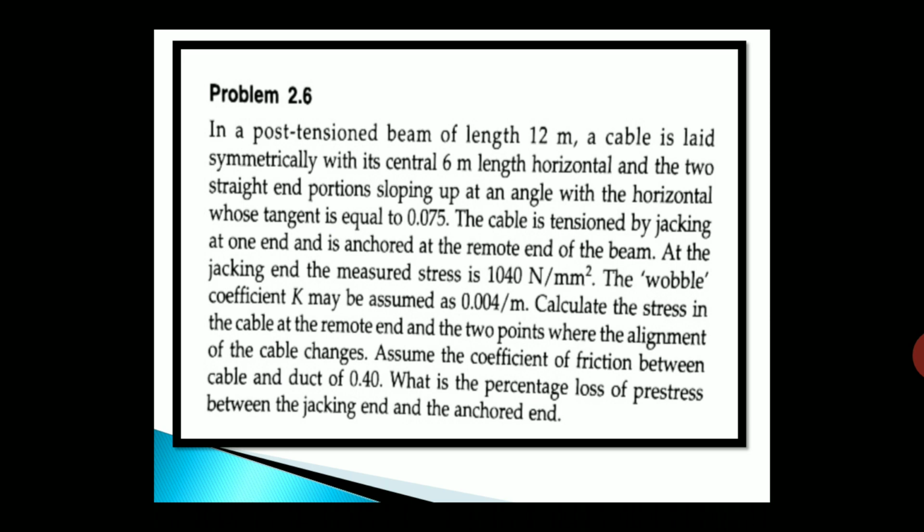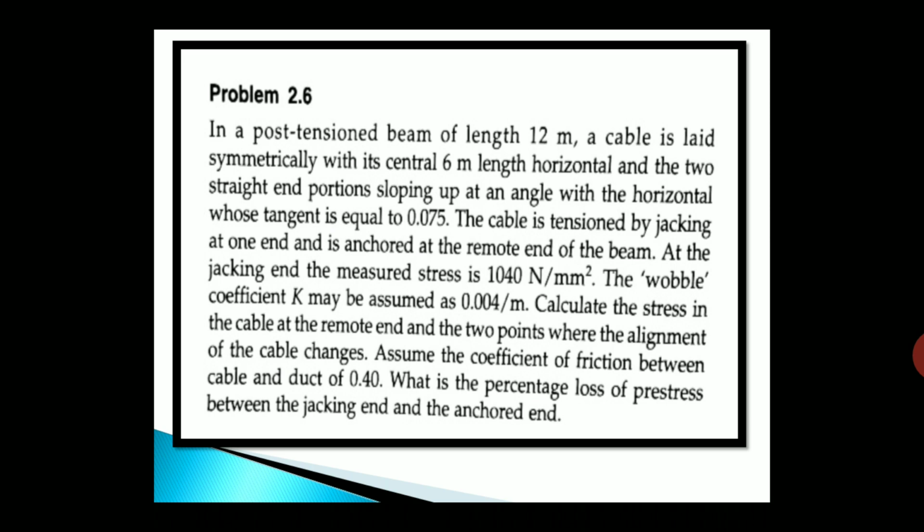At the jacking end, the stress, that is the initial applied prestress, is 1040 Newton per mm square. The wobble coefficient may be assumed as 0.04 per meter. See the unit here, 0.04 per meter. We have to calculate the stress in the cable at the remote end and at the 2 points where the alignment of the cable changes. Assume the friction coefficient between cable and duct of 0.4, and we also have to find the percentage of loss between the jacking end and the anchor end.